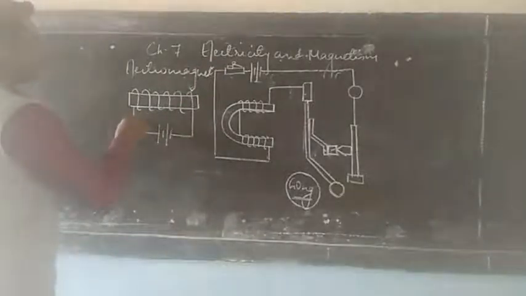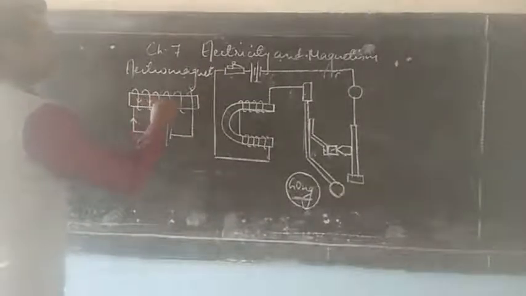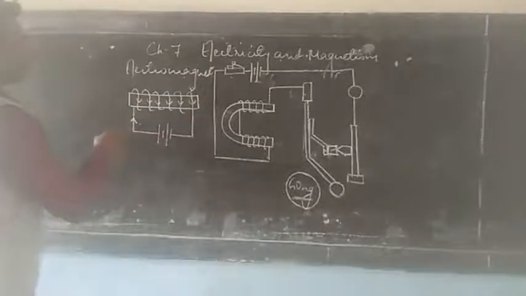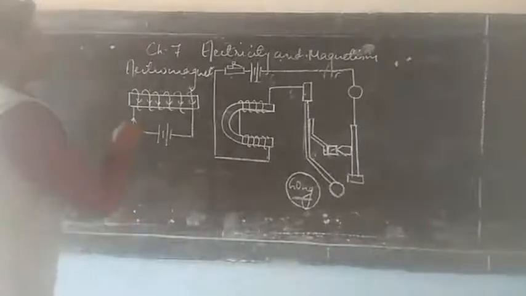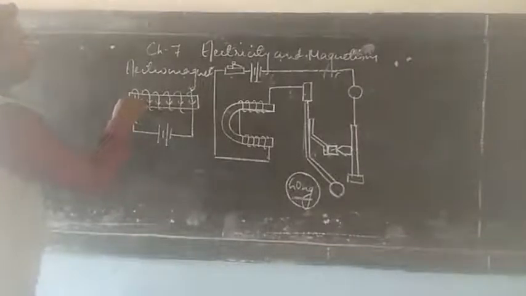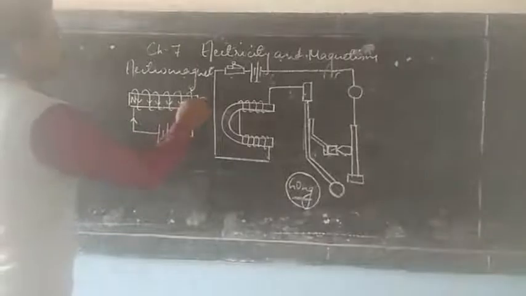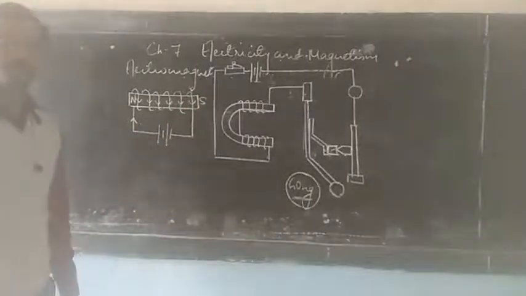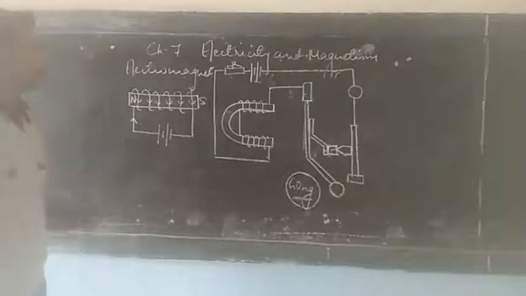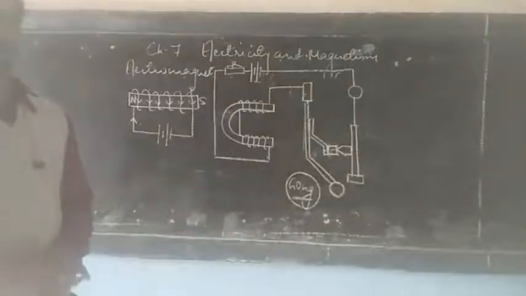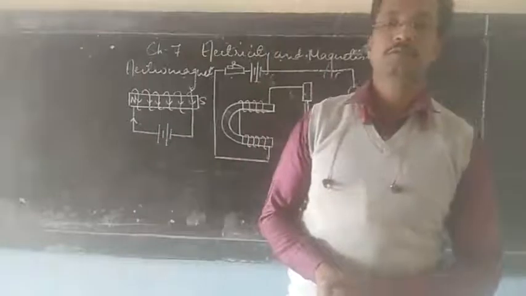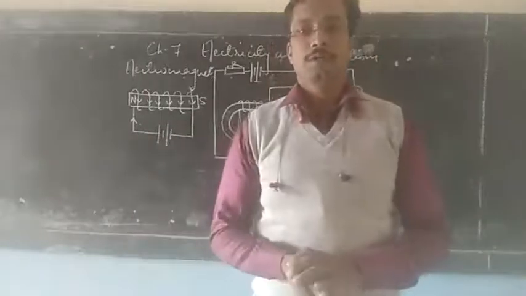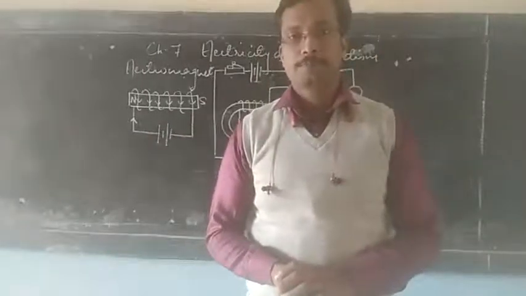Now if you see the direction of the current, you find that the current enters anti-clockwise at this end. So this end will be the north pole, and this end the south pole. So this way we can determine the north pole and the south pole by seeing the direction of entry of the current.